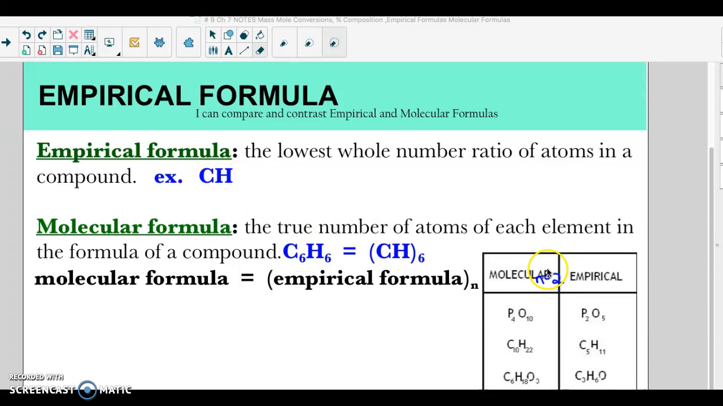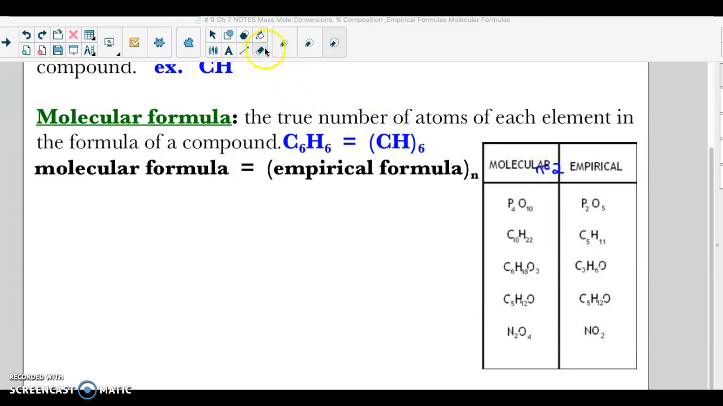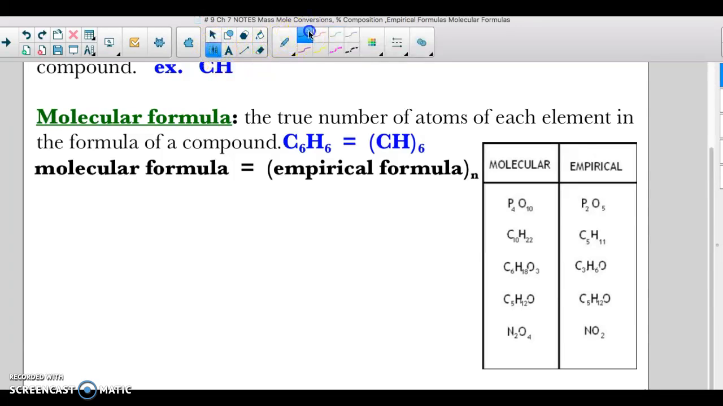So here's a table that shows you some examples. Sometimes the empirical formula would have to be multiplied by 2 to get to the molecular formula, this one by 2. But this one, they're the same. So sometimes the lowest ratio is the actual molecular formula.